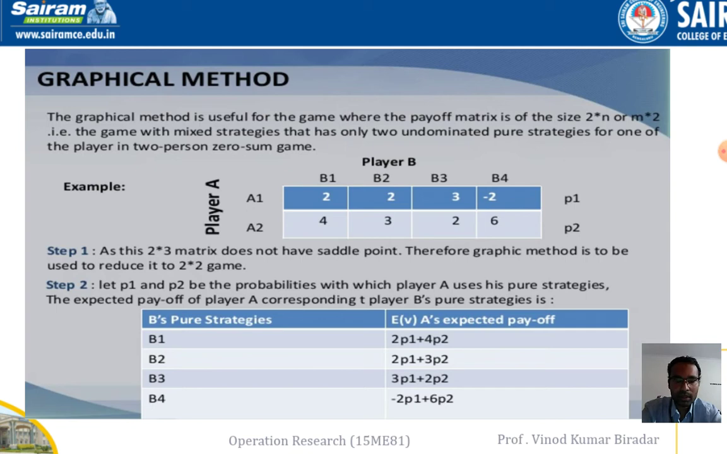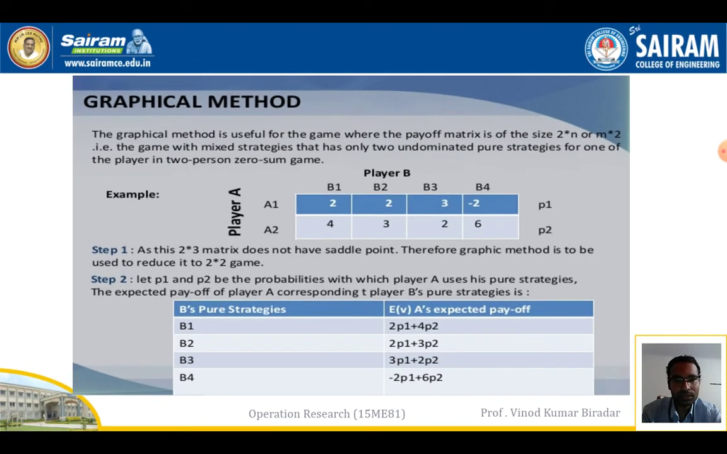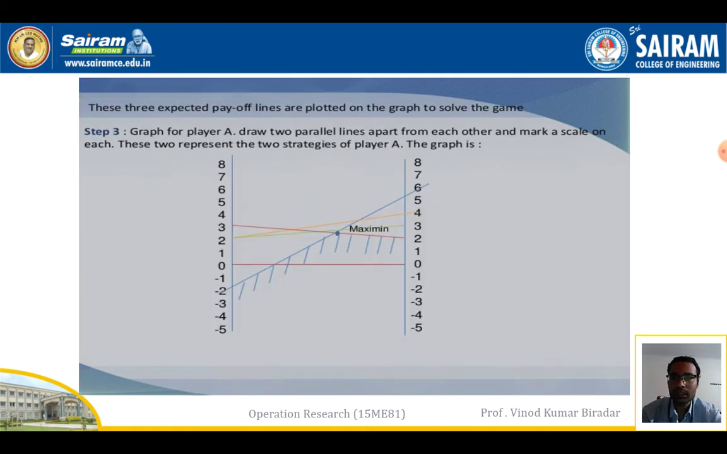Okay, once you have completed this, go for the graphical method, that is, you have to take the graph sheet and mark. Here the highest value is only 6. In A1 the highest value is 3, and in A2 the highest value is 6. So take the graph sheet.